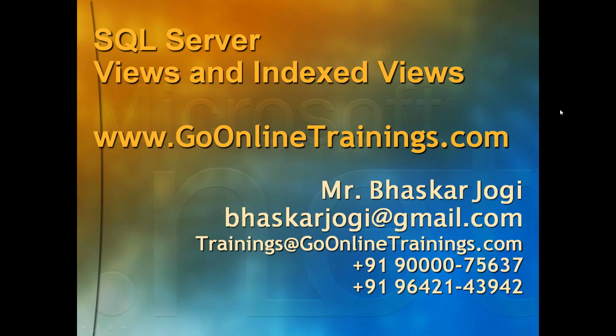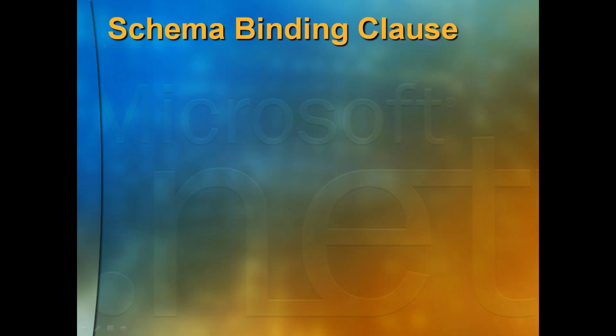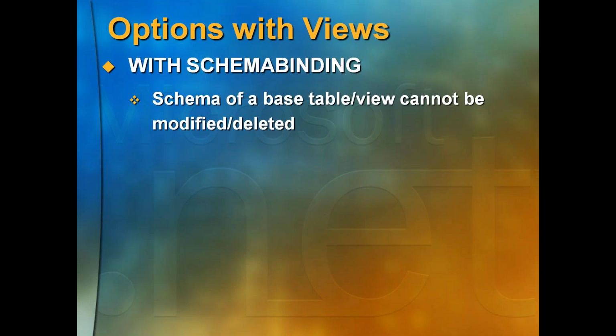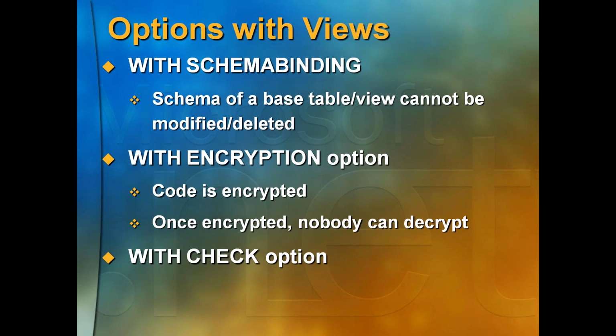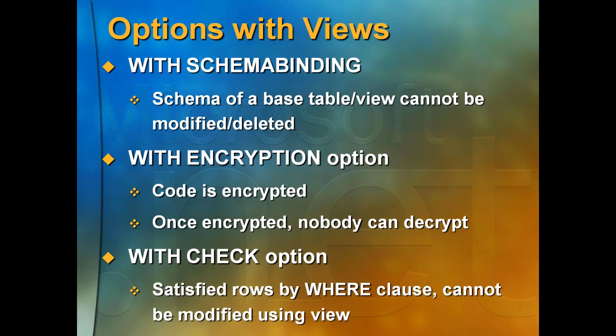So, yesterday we had seen what is a view, right? And what are the options with the views? We had seen a couple of options. What are the options we had seen? With schema binding clause, the second one is with encryption, and the last one is called with check option. Satisfied rows by where clause cannot be modified using a view. So that is the meaning of with check option.